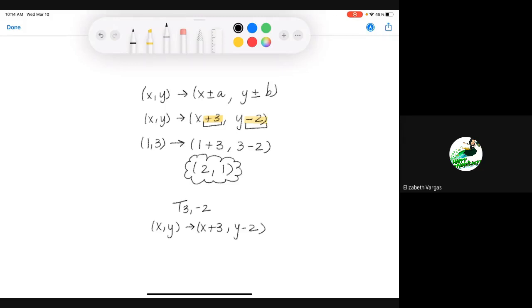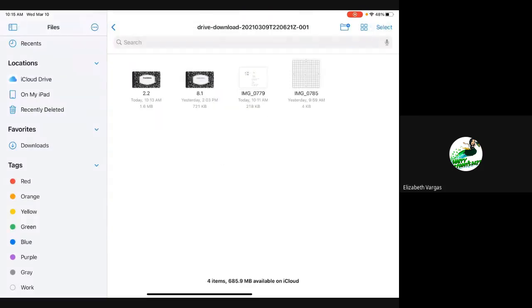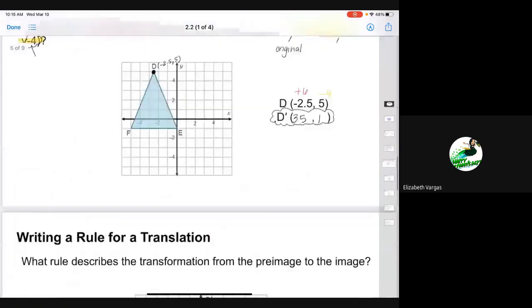Right? They're both telling me to add 3 to x and subtract 2 from y. Okay? Any questions? So this is my function rule, or this is the way to represent my function rule. And this is the way we represent our mapping rule. Okay? All right.